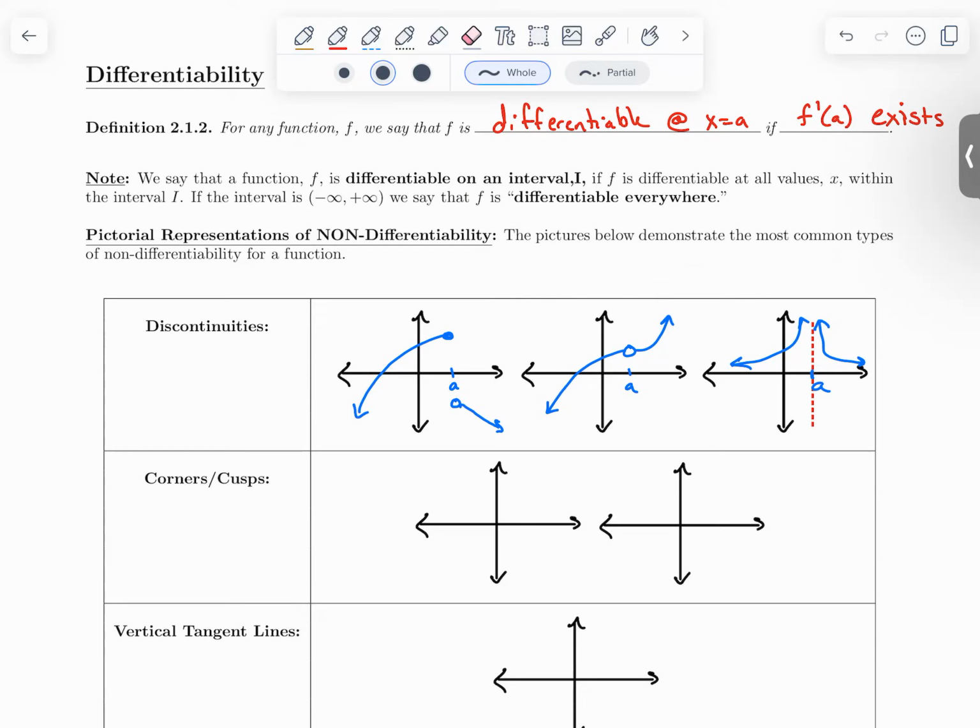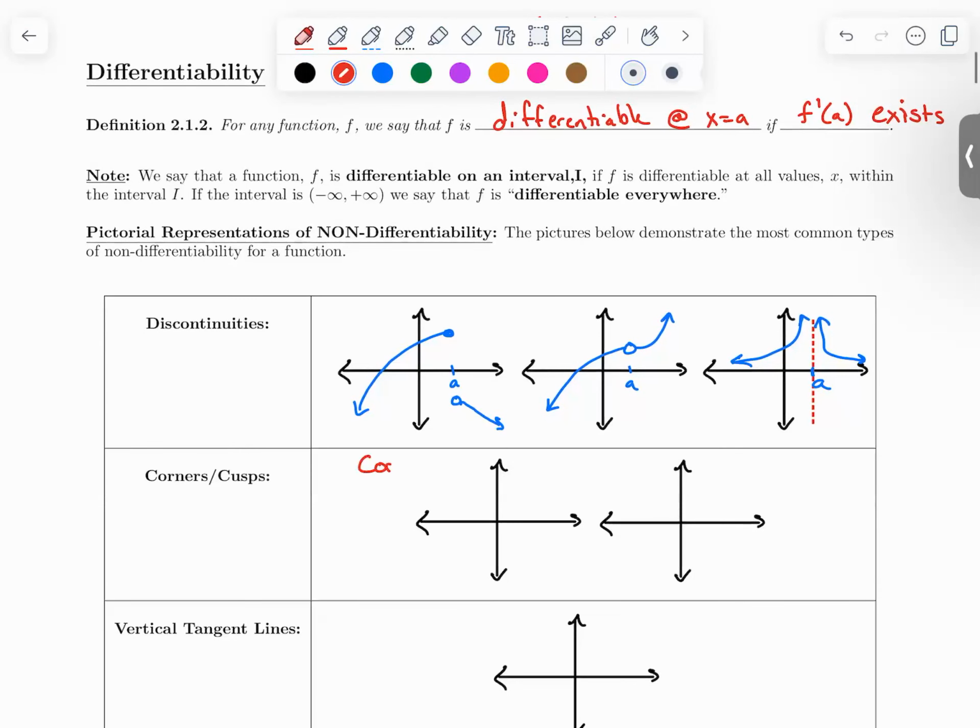The other ones are what we call corners and cusps. So this is going to be a corner on the left, and this will be a cusp on the right. Corner, pretty intuitive, right, just by the name of it. So it would be a function like this. And it doesn't need to be such a jagged corner either. But here's A, here's that corner.